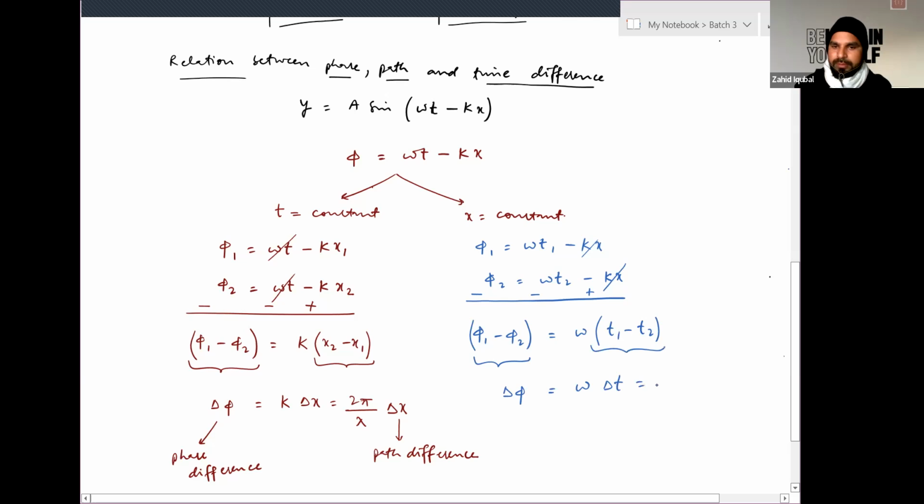If you substitute omega as 2 pi by T times delta t, this will define the phase difference in relation with time difference.